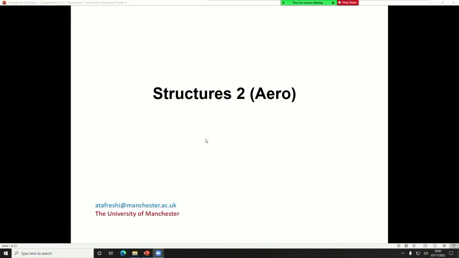Any questions before I finish chapter 4? Any questions? Yes, please. What's the difference between the area of the cross section and the area enclosed by the perimeter? Okay, I'll explain it on the next slide. That's a really good question. Any other questions?